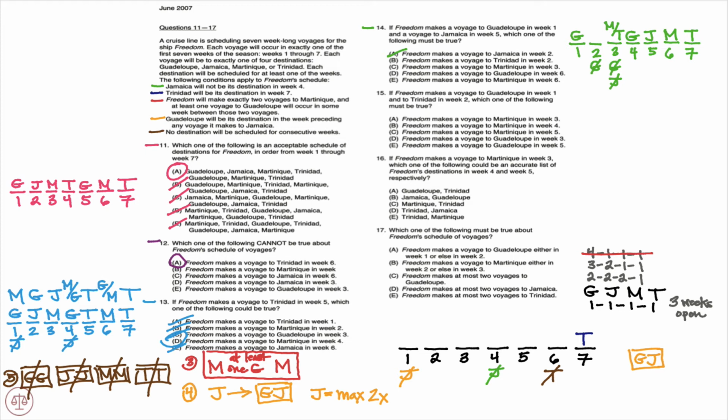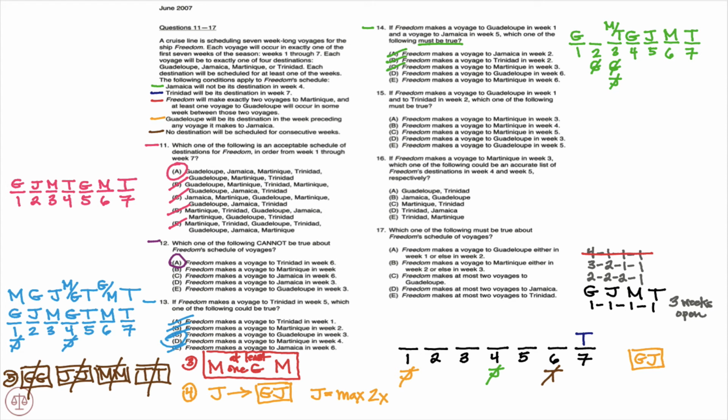Again, one counterexample will disprove a must be true question, because if it must be true, it always must be the case. Okay, B, Freedom makes a voyage to Trinidad in week 2. Again, we don't know. It's possible that it's Jamaica. It's possible that it's Martinique. C, Freedom makes a voyage to Martinique in week 3. Again, possible, but doesn't have to be true. It could be Trinidad. So C is out.